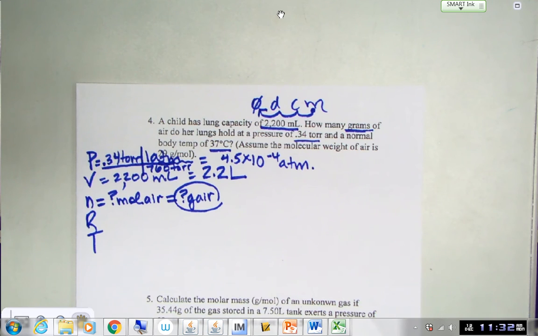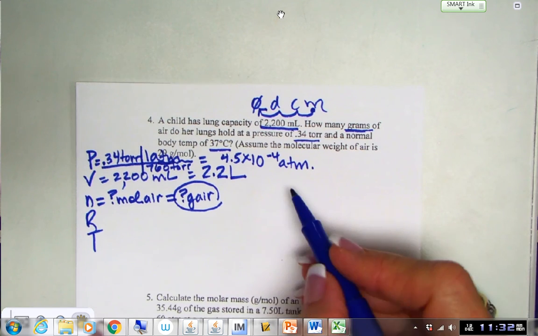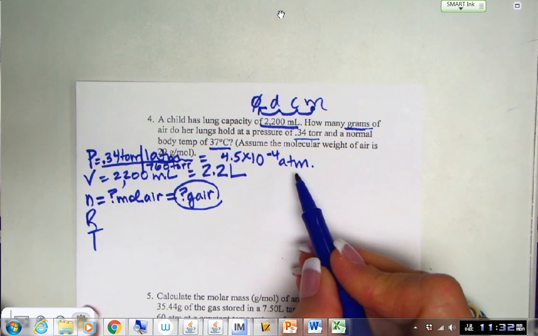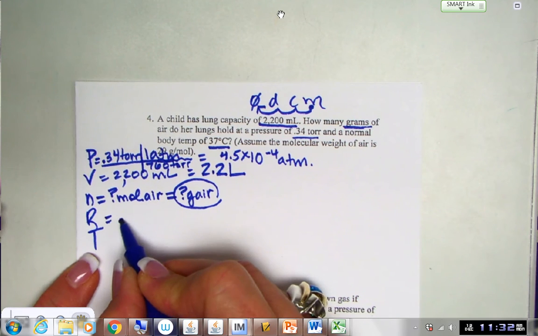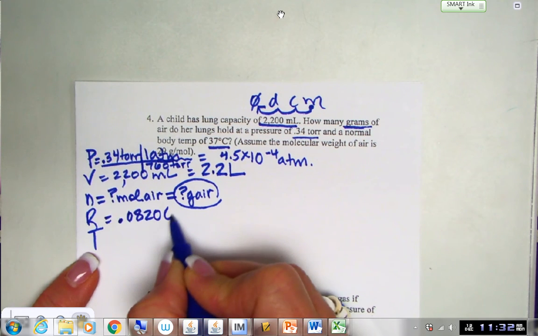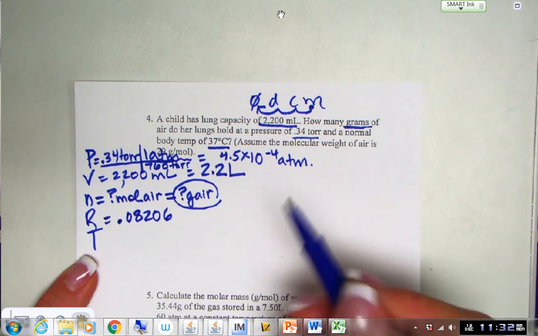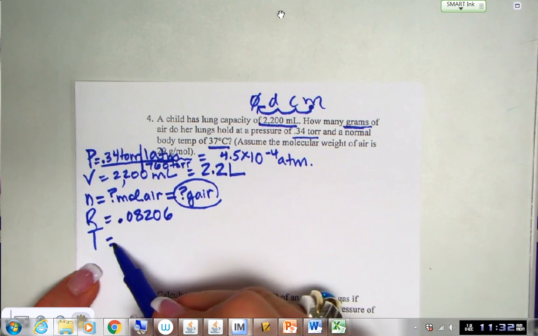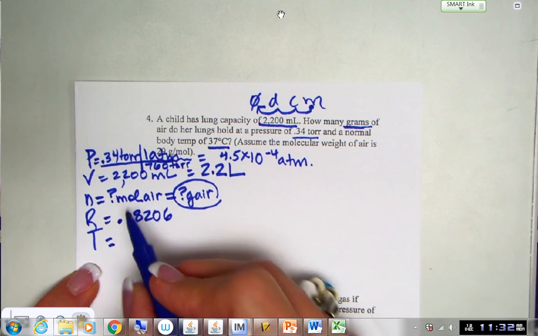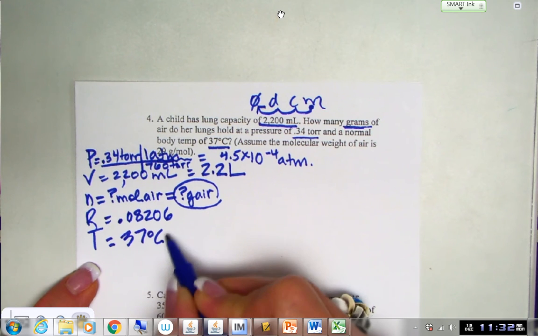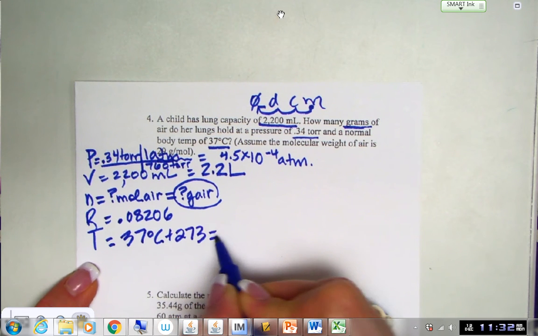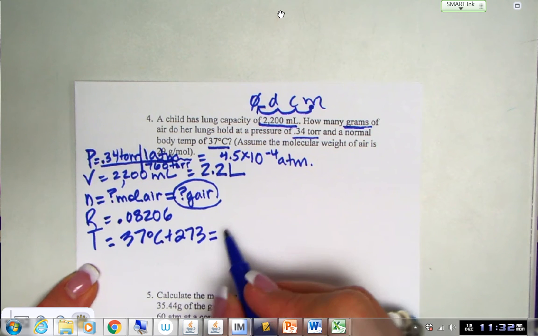All right, so let's finish up this example and then do our last example with ideal gas law. In the last video, we just converted our pressure to atmospheres. Remember, we always know R is 0.08206 liter atmosphere per Kelvin mole. And the temperature always has to be in Kelvin, and right now it's in Celsius, so 37 degrees Celsius. Add 273 to that, and you're going to get your Kelvin temperature is 310.